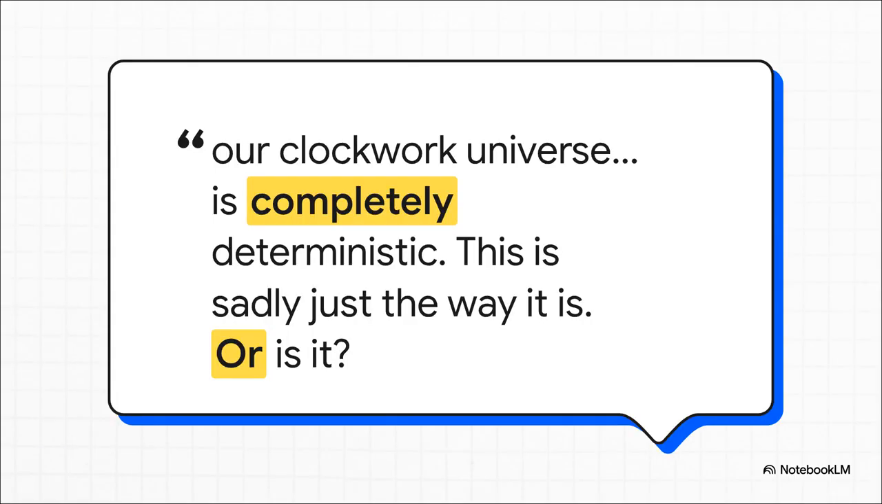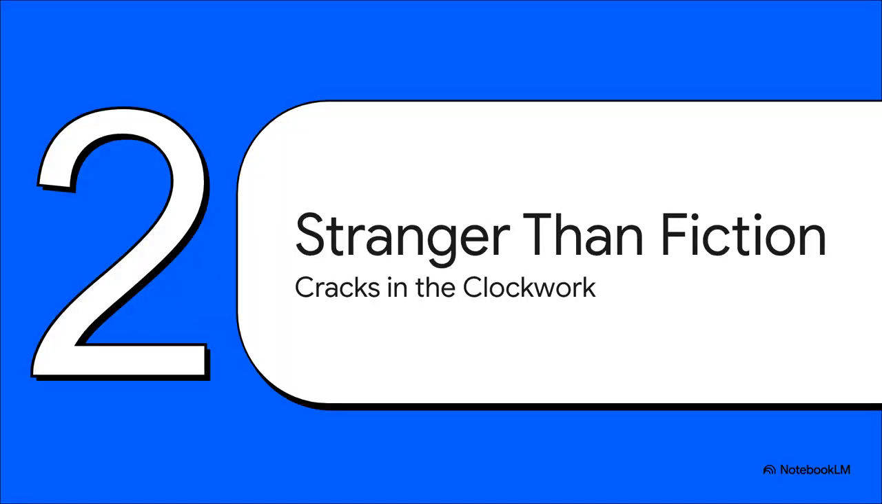Period. So if you put all this together, this clockwork view leads to a really profound conclusion. It means if you know the exact position and motion of those marbles right now, you can predict their entire future with perfect accuracy. The whole universe is just a predictable machine. But come on, is reality really that simple? Well, as it turns out, nope, not even close.